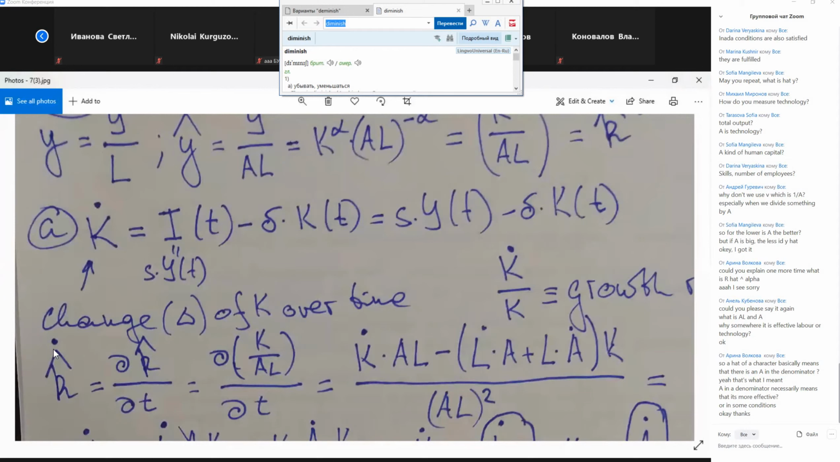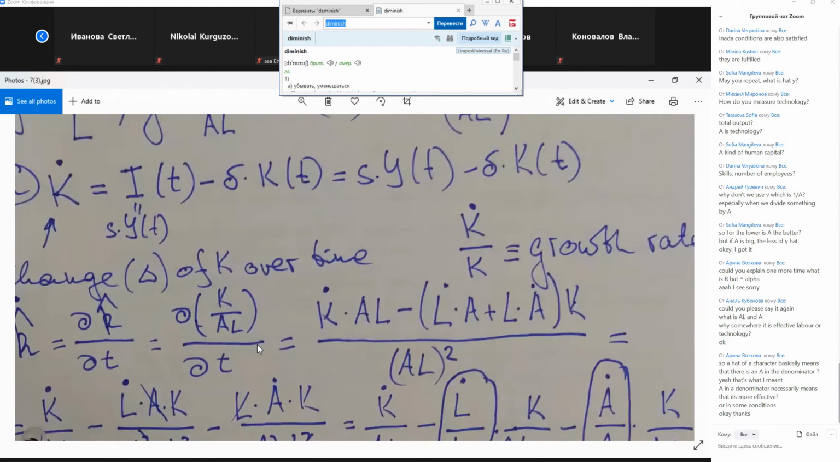So what is this little k with a hat and the dot on top? This is our capital per unit of effective labor, and we want to know how it evolves over time. To do this, we take the time derivative of this little k hat and see what comes out of it. We know that little k hat is the same as K divided by AL.